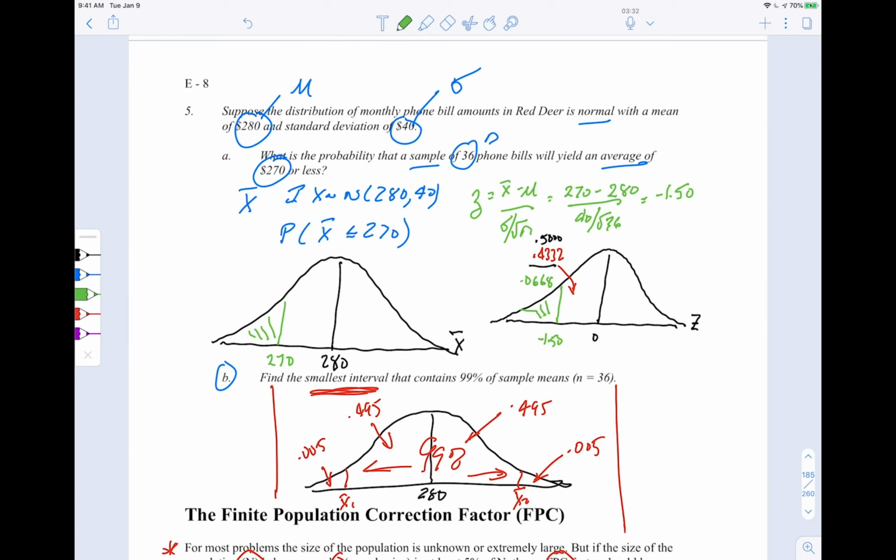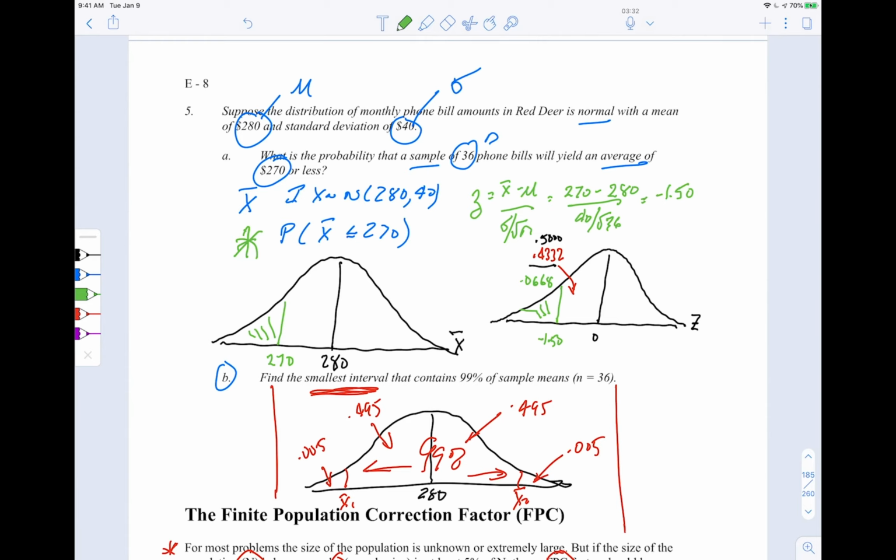What's the probability that a sample of 36, that's your little n, will yield an average, so a sample average, an x bar, of 270 or less? And so you can see that written right here. The probability that x bar is less than or equal to 270. And I've drawn a picture below of what that will look like.